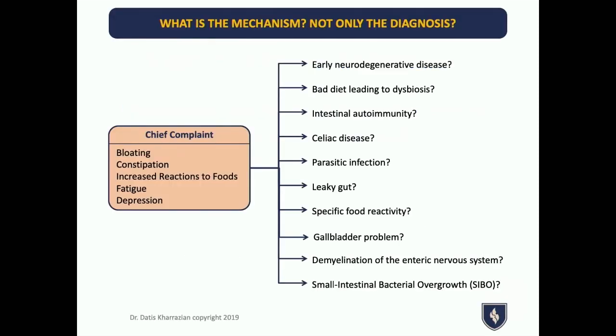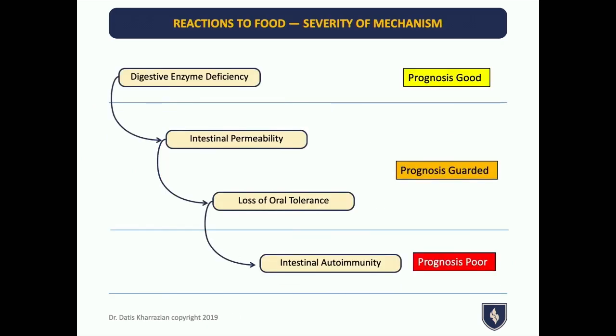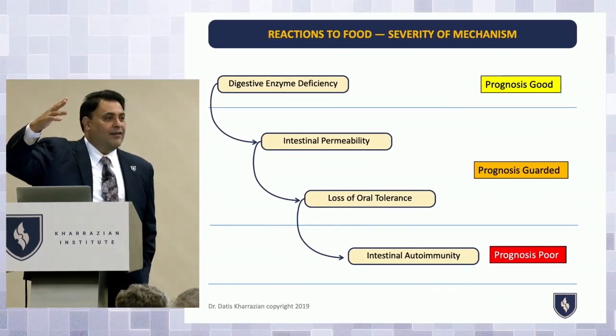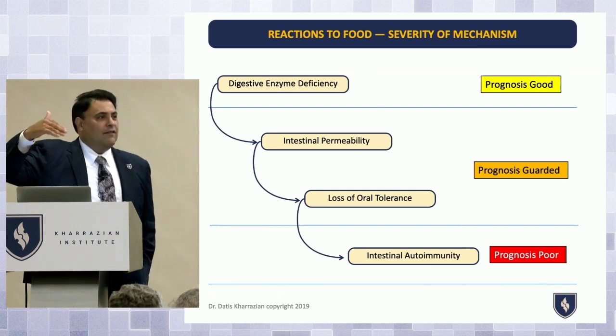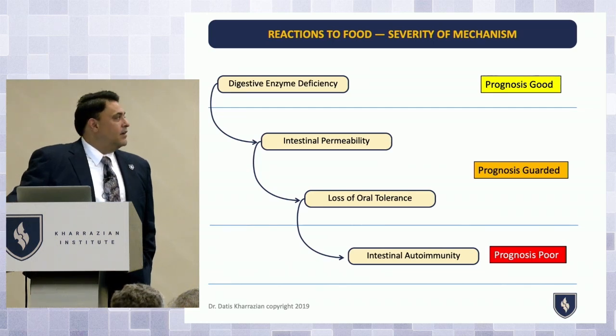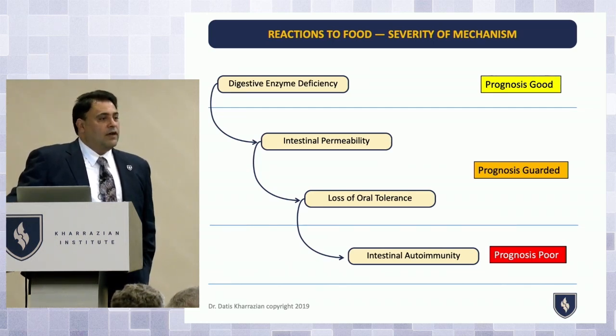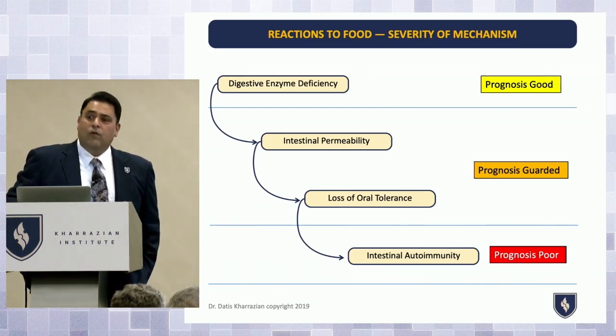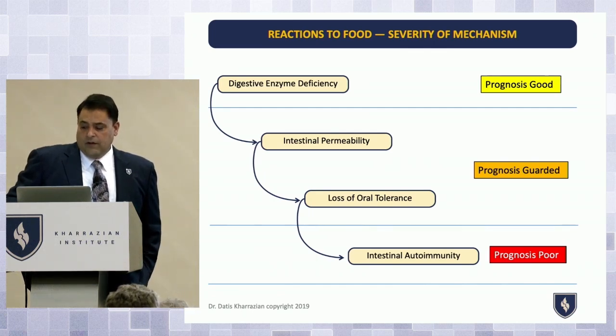So this is one of the first diagrams I showed you. A patient comes in with chief complaints of bloating, constipation, increased reactions to foods, fatigue and depression. Let's say we just talked about the increased food reactions, and we went through a list. If they have reactions to food, it may just be a digestive enzyme issue, easy, right? Hypochlorhydria, low hydrochloric acid, fix the gallbladder, easy stuff, no big deal. Then they have intestinal permeability. Some of those can be complex, but a lot of those you can change pretty quickly, and that's great. Then you have loss of oral tolerance, which is more progressed. And then you could have a person come in with reactions to foods, but they have intestinal autoimmunity, and that's a whole different ballgame. That's the point where your immune system is now attacking the body's own tissue.